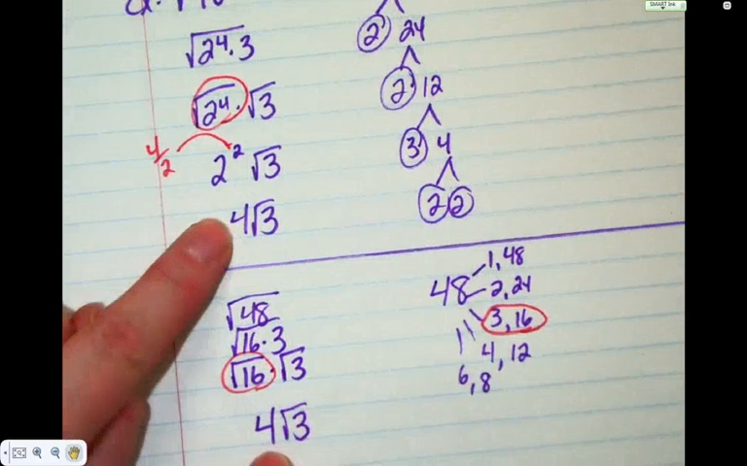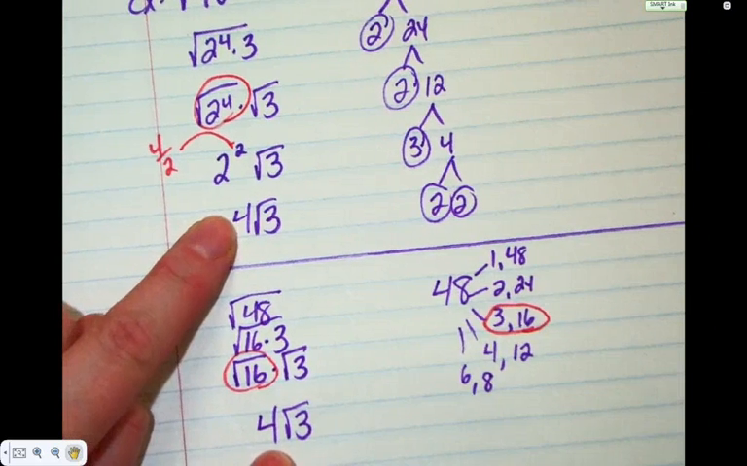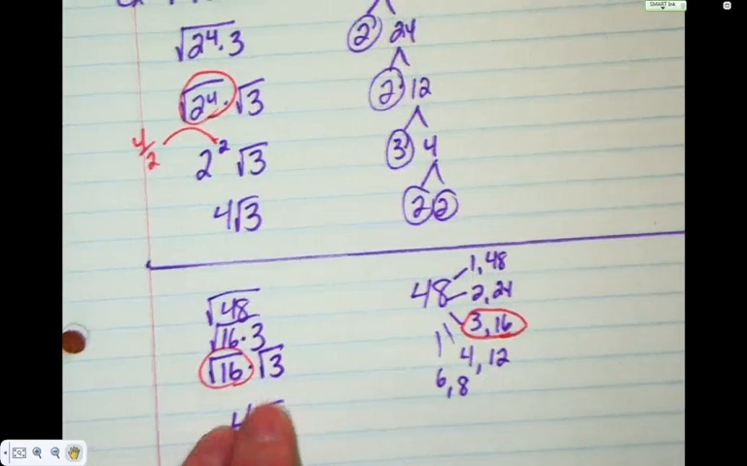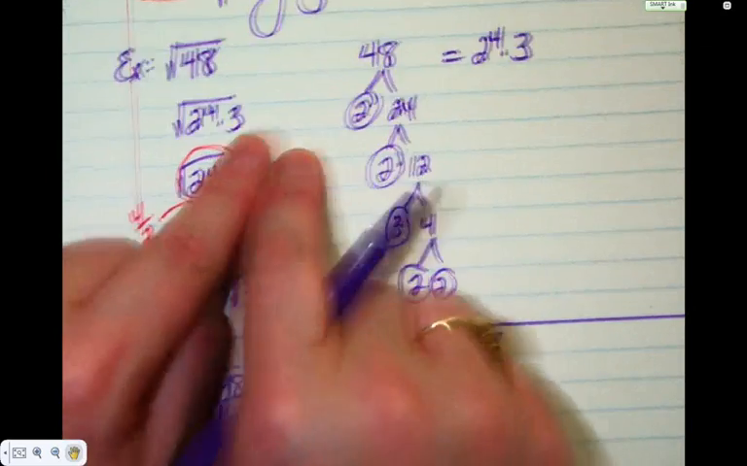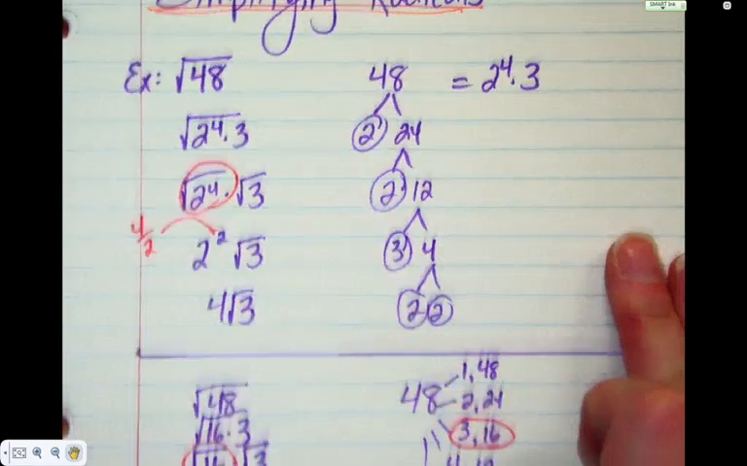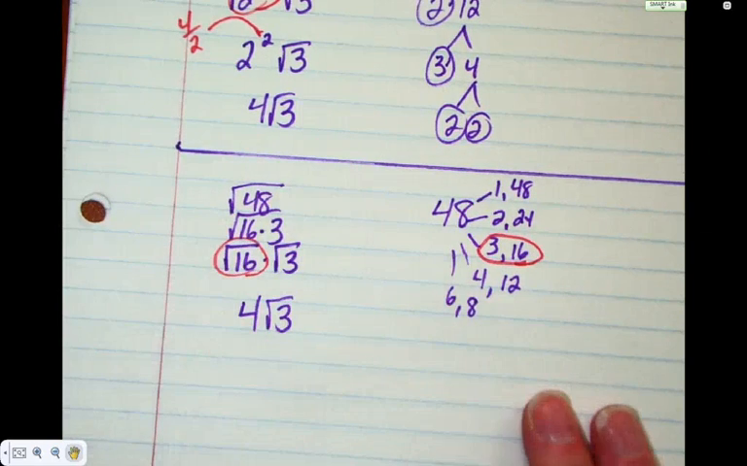Take a look at the two answers. Exactly the same. This is called the prime factoring method. This is called the perfect square method. Prime factoring method, perfect square method, whichever one you like better. Who's liking the prime factoring? Okay, who's liking perfect square? That was 4 hands out of everyone.